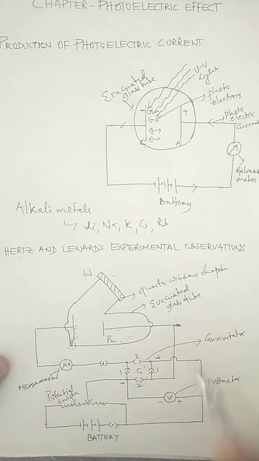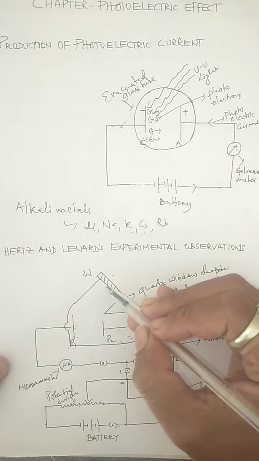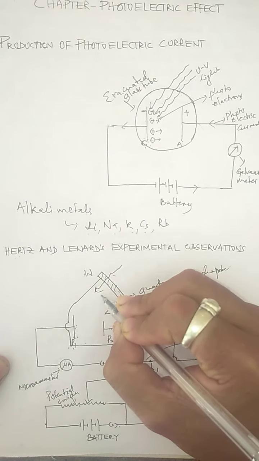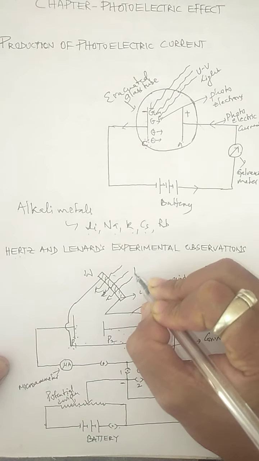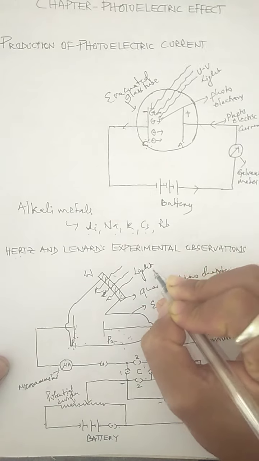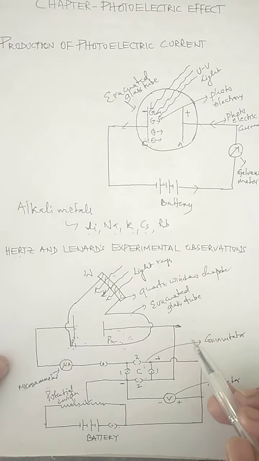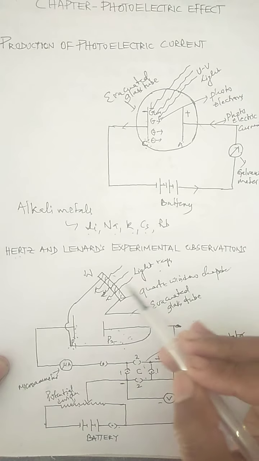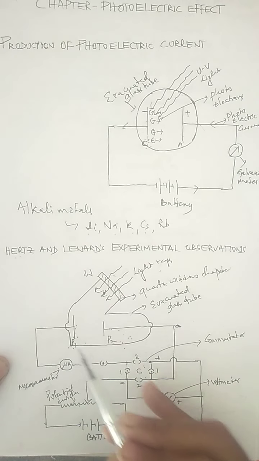So children, with this arrangement, these two scientists sent a light from the source through this window chamber. They made the light from the source incident on the plate through this window chamber. So these are the light rays, having what? Definite intensity and definite frequency. A light from a given source having definite intensity and definite frequency is made incident on the plate P1, which is a negative plate with respect to P2.